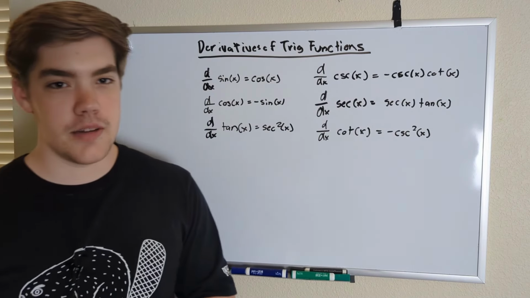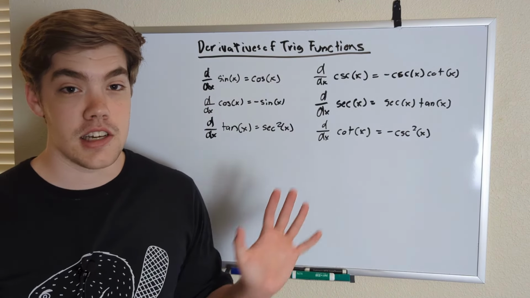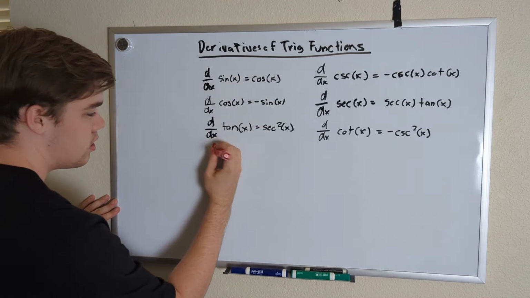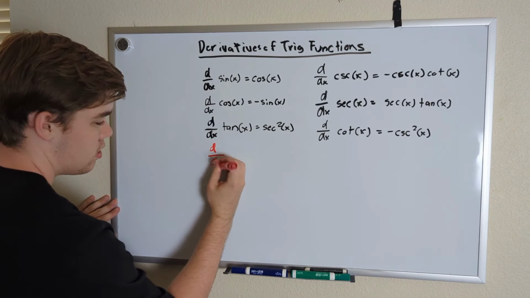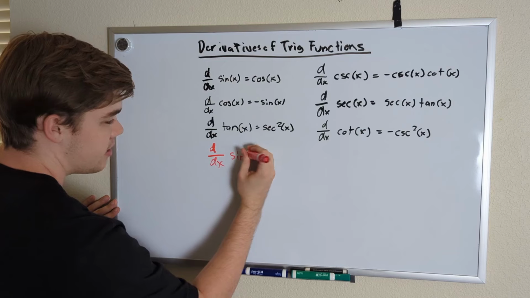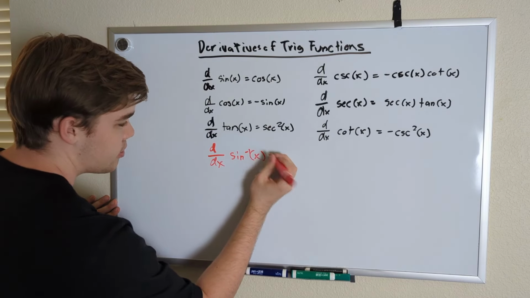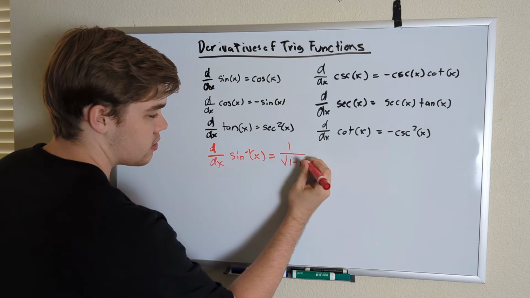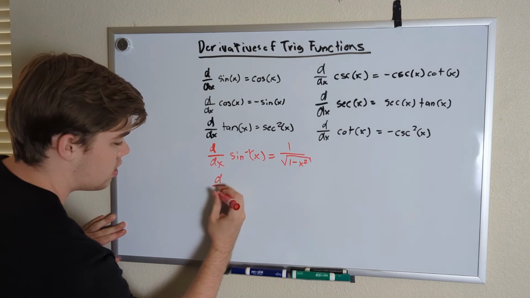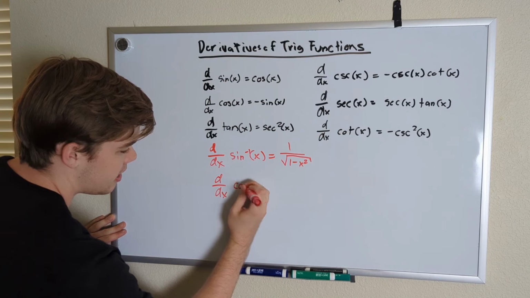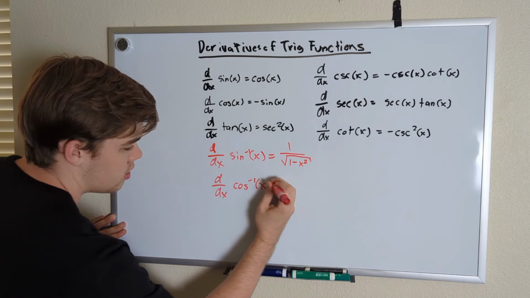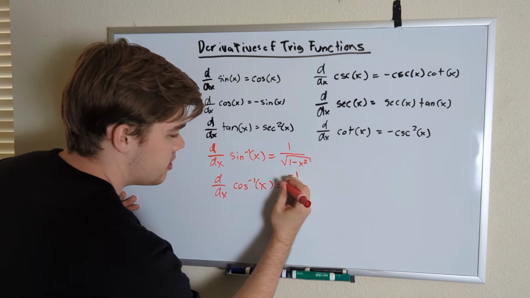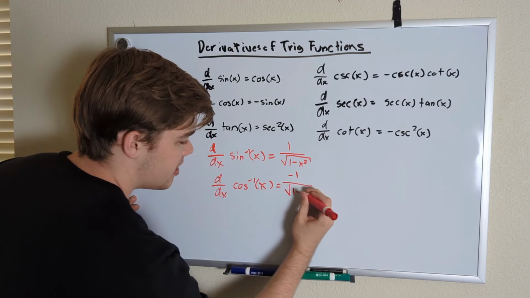I'll write the inverse ones in red because they're like opposite or evil, I don't know. The derivative of inverse sine is equal to 1 divided by the square root of 1 minus x squared. The derivative of inverse cosine is equal to negative 1 divided by the square root of 1 minus x squared.